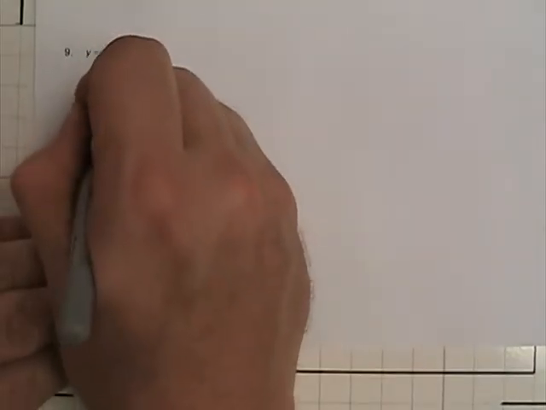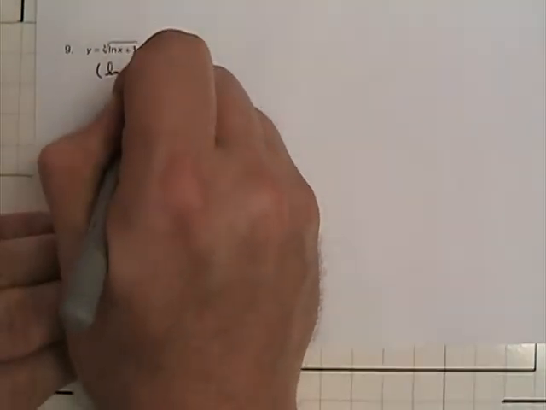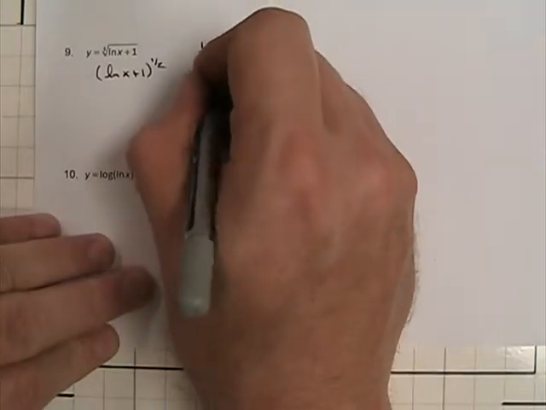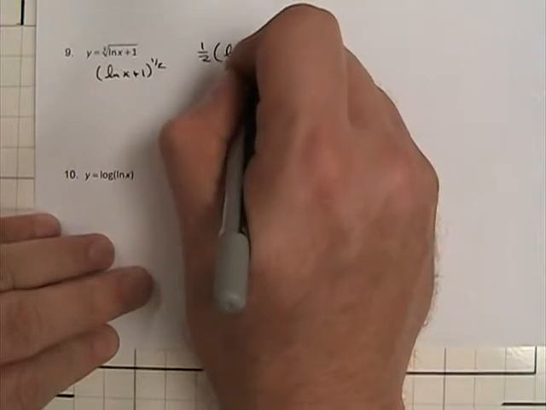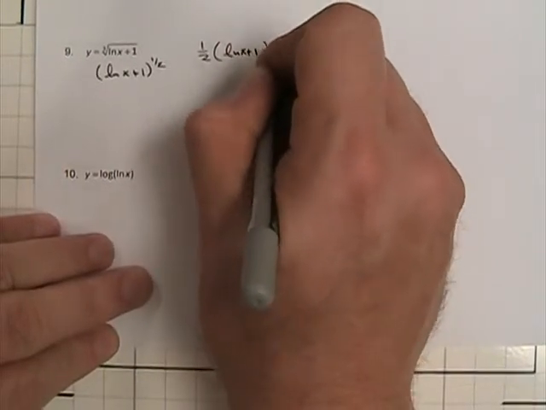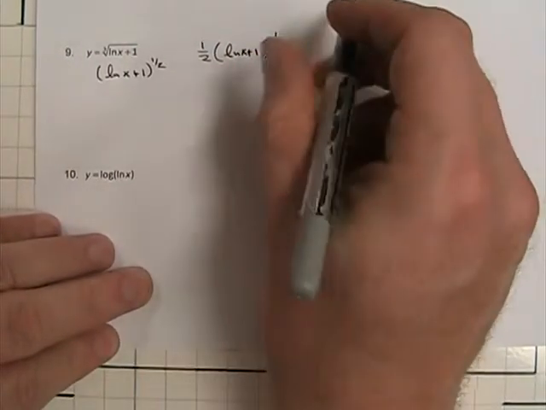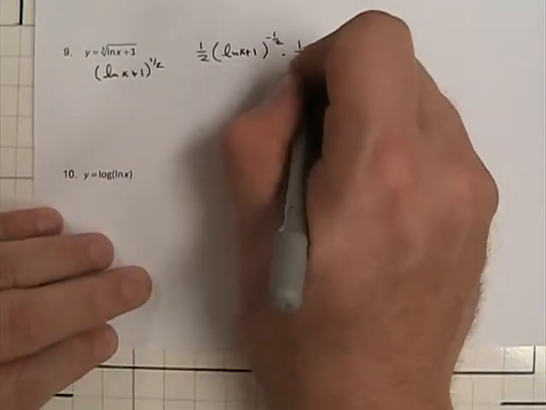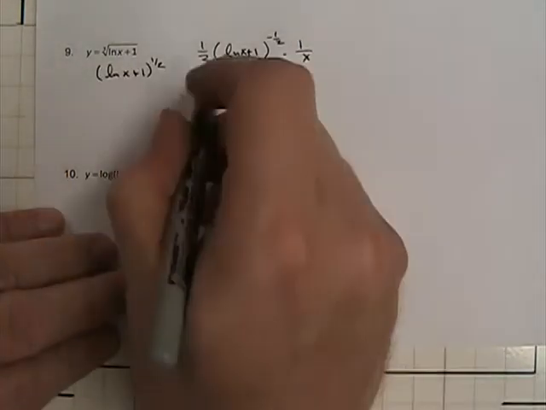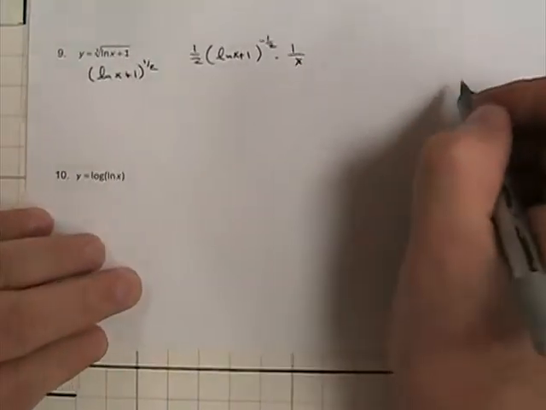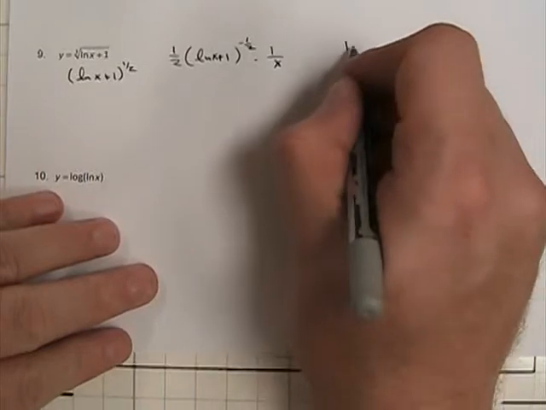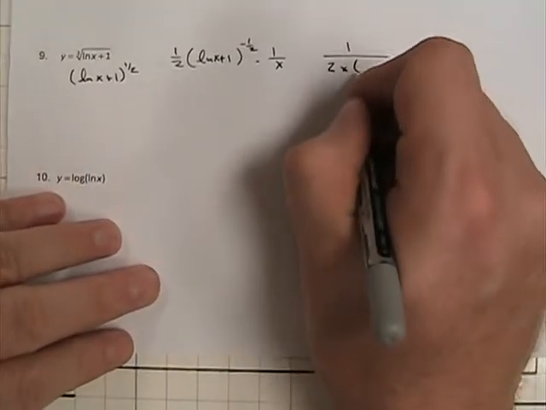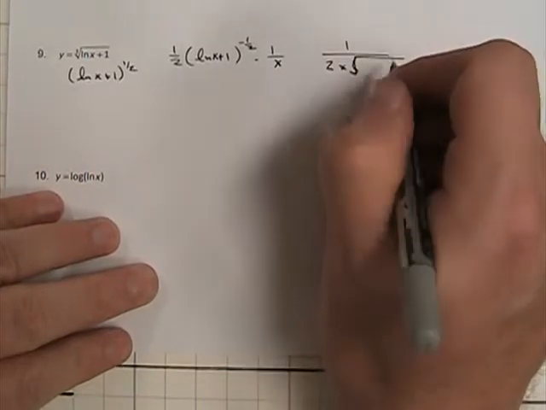Rewrite this in exponential. And negative 1/2, the derivative of the inside is 1 over x. And so we'll rewrite the whole thing. Let's make this a square root.